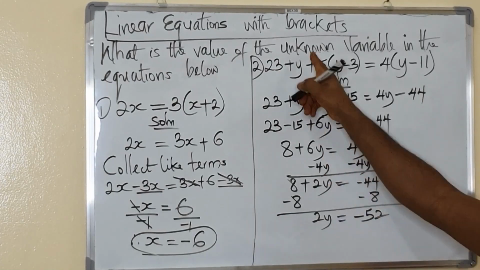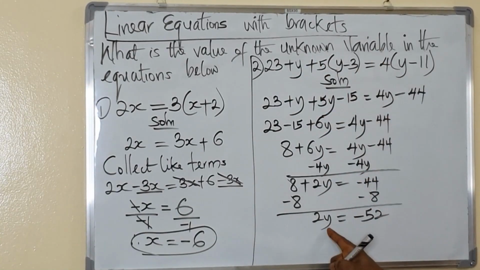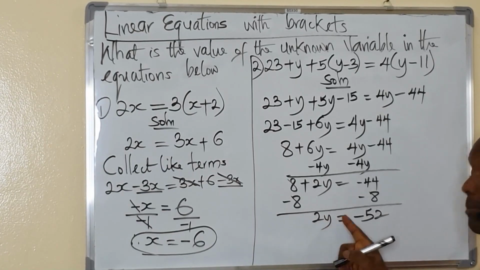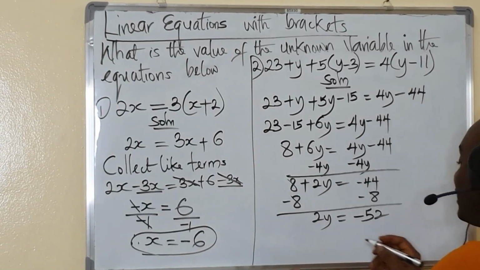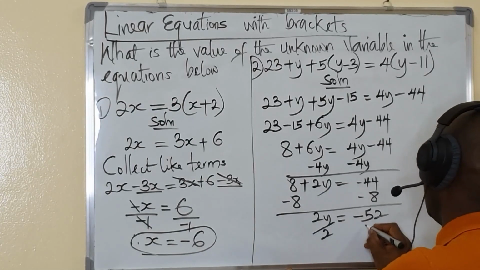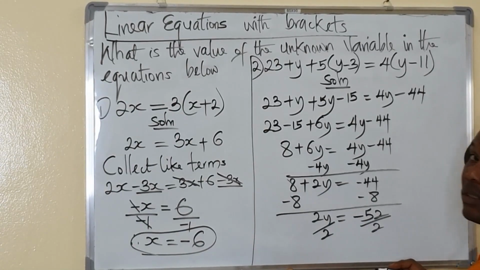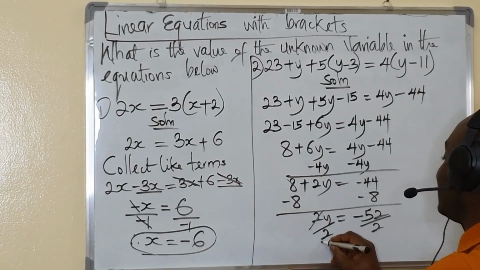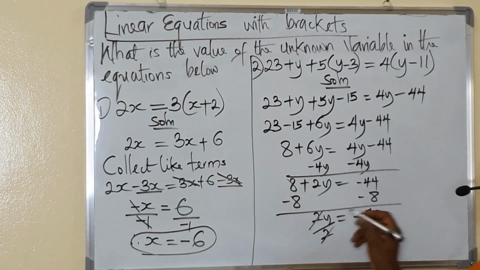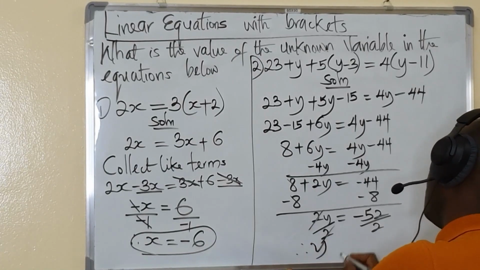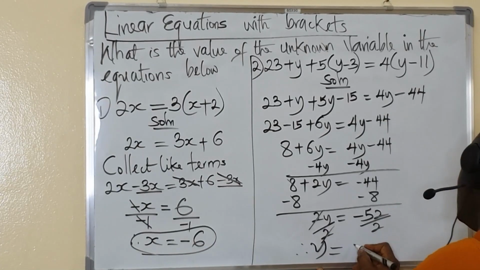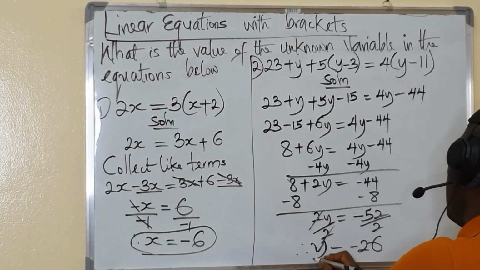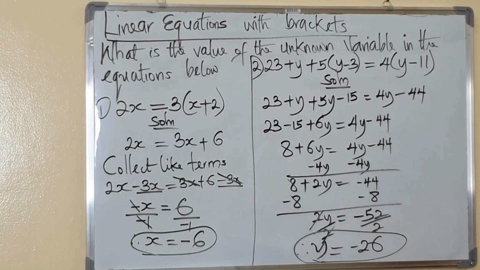Our focus is to find the value of the unknown variable, and the unknown variable is y. This is 2 times y, so the only way to get the unknown variable is to divide by the coefficient of the unknown variable, which is 2. Hence, I am dividing both sides by 2. Divide here by 2 and divide negative 52 by 2. The 2 at the numerator cancels out the 2 at the denominator, leaving us with just 1. So you have 1y, which is written as y, equal to negative 52 divided by 2, which leaves you with negative 26. So the value of y for question 2 is negative 26.